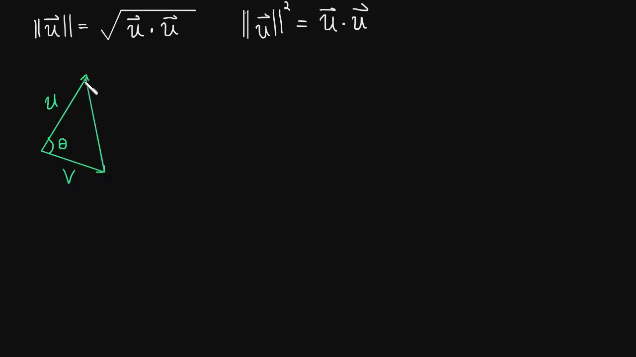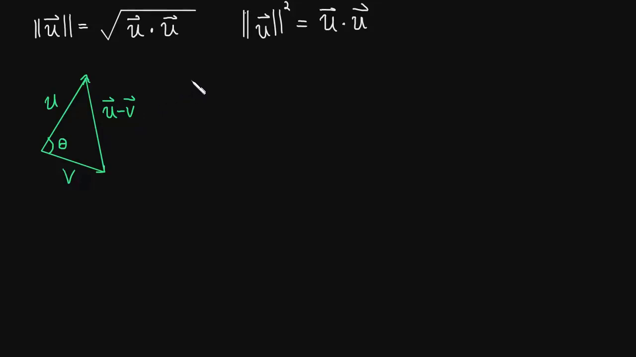Well, what if we did u minus v? We already talked about what u minus v is. It's the vector that points from v to u. Now we've drawn a triangle here. What we can do is use the law of cosines to help us figure out this angle in here, or to help us figure out this side, u minus v.